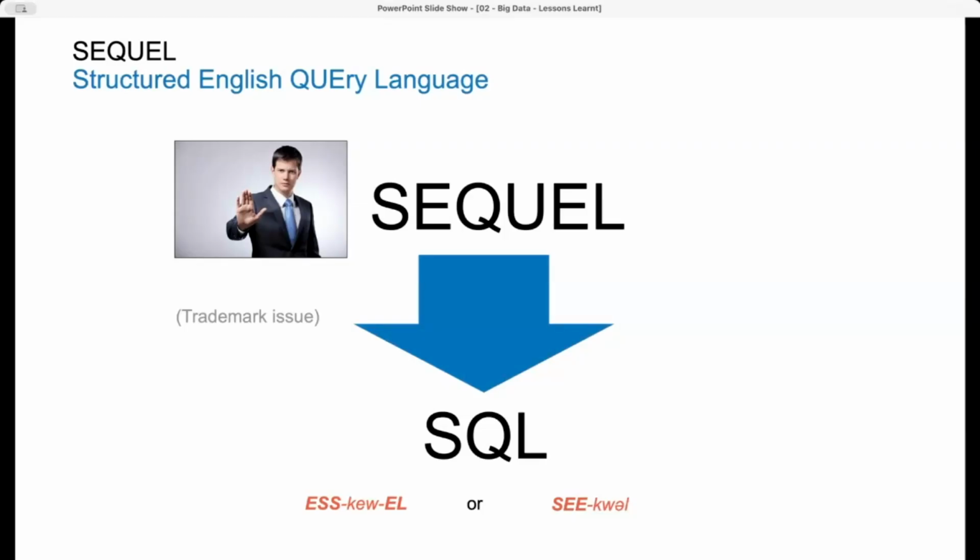Just out of curiosity, who here says SEQUEL? Okay, who here says S-Q-L? Right, so we see some influence as well. Maybe after the course, more of you will say SEQUEL because of me, but we'll see.